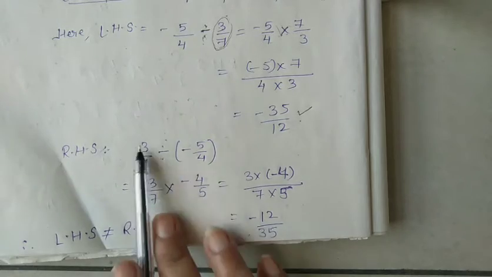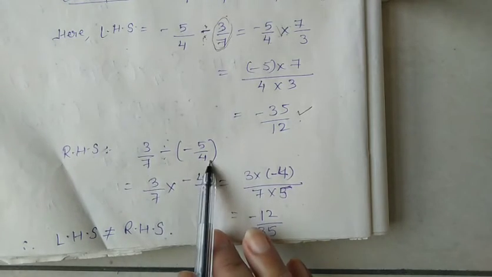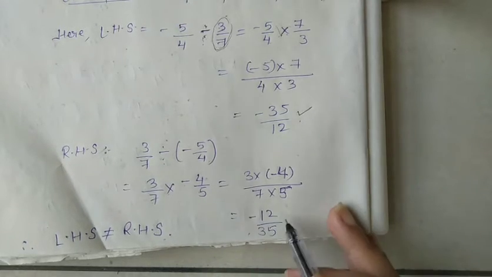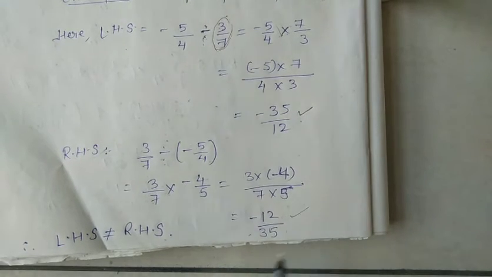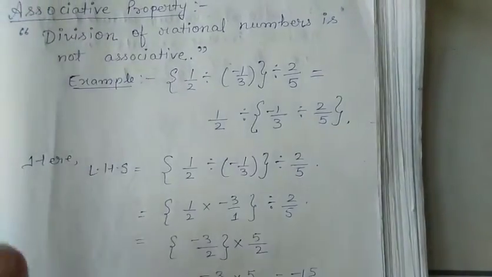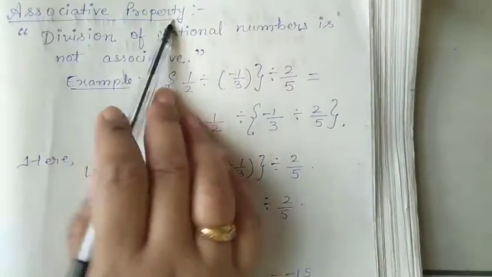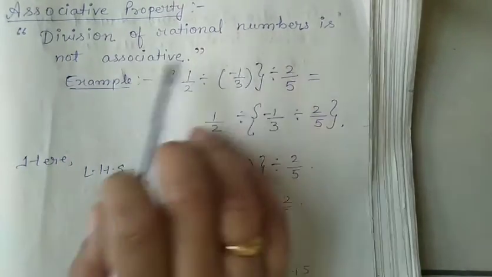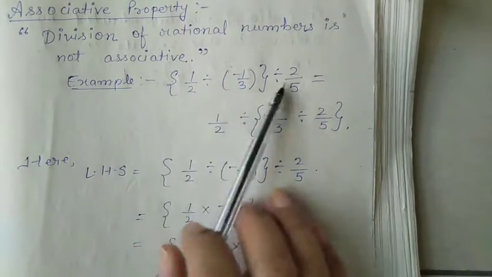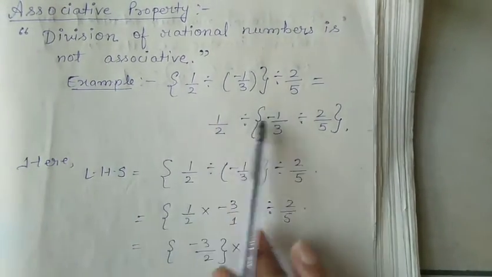In the same way, when 3 by 7 is divided by minus 5 by 4, so 3 by 7 into minus 4 by 5, and so we got the answer minus 12 by 35. So left hand side is not equal to right hand side. Then the property is associative property. Division of rational numbers is not associative, because when we follow this property in three numbers, the left hand side and right hand side is not equal.